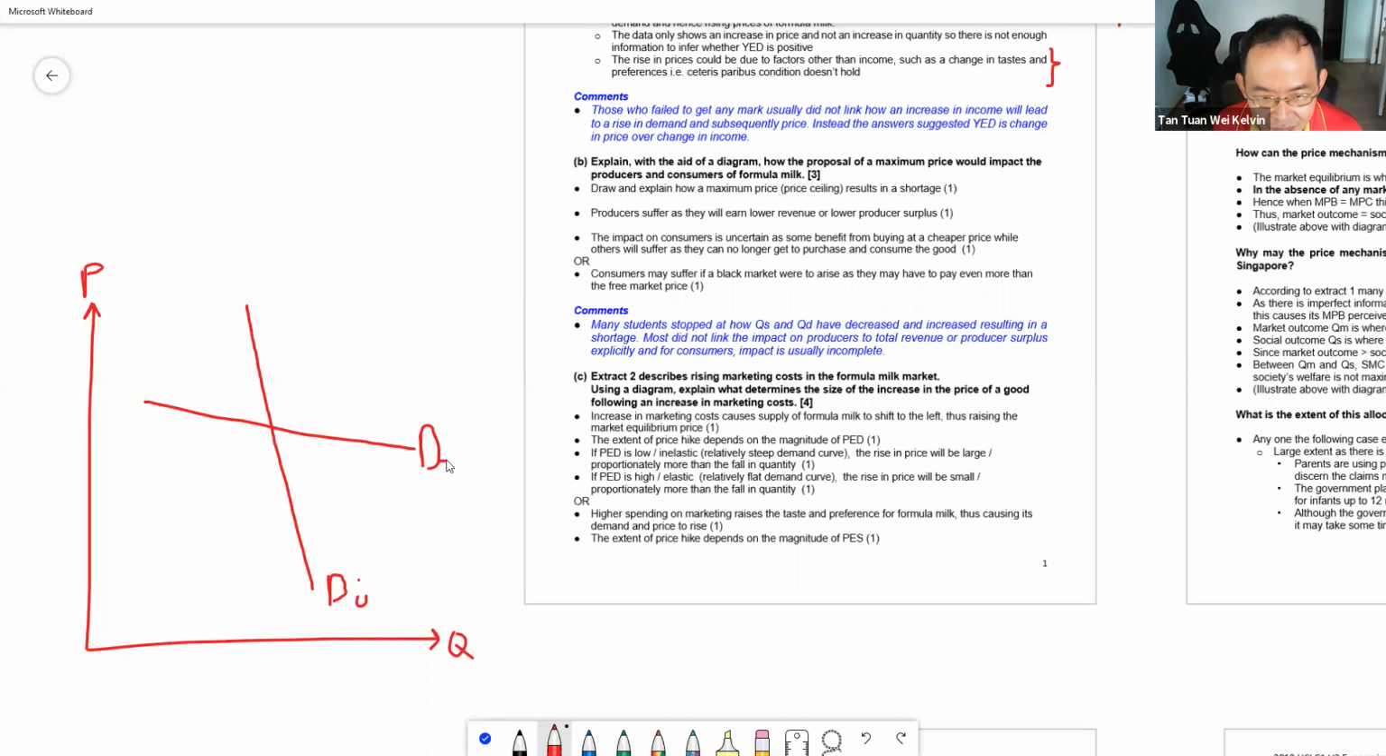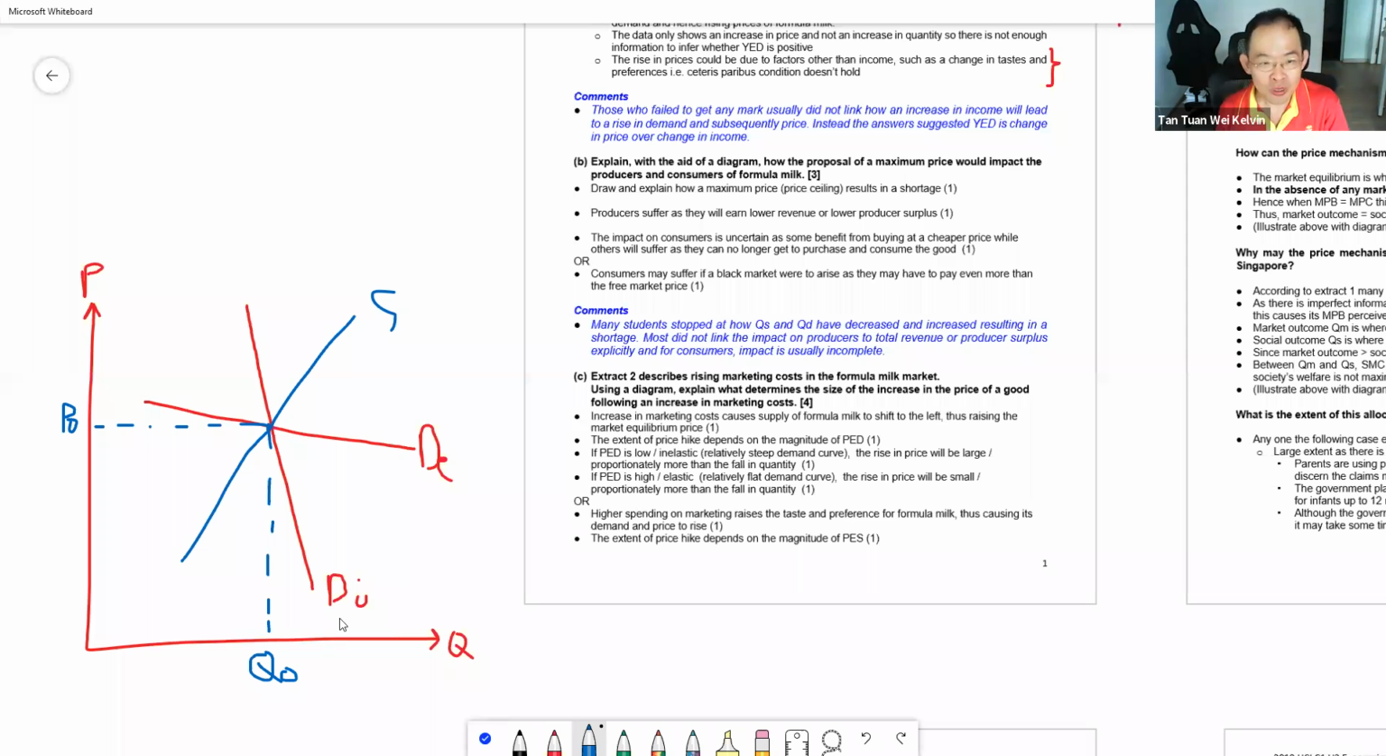I hope by now you mastered how to draw a graph like that. Okay, your supply curve should cut. As I'm drawing, you can draw on your own. So this is the price and quantity of formula milk before the increase in marketing cost. So this allows you to shift supply to the left, S0 to S1.